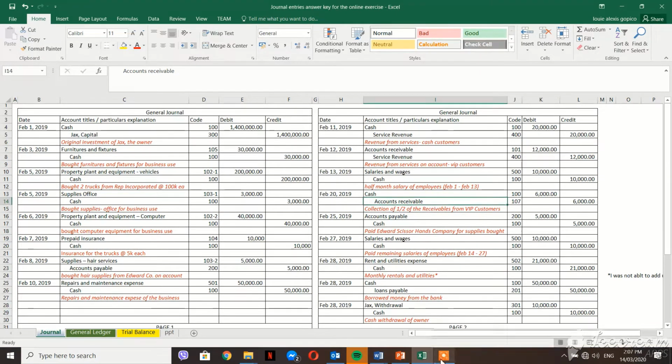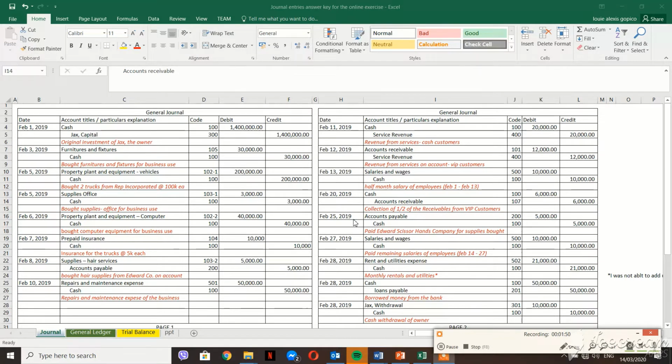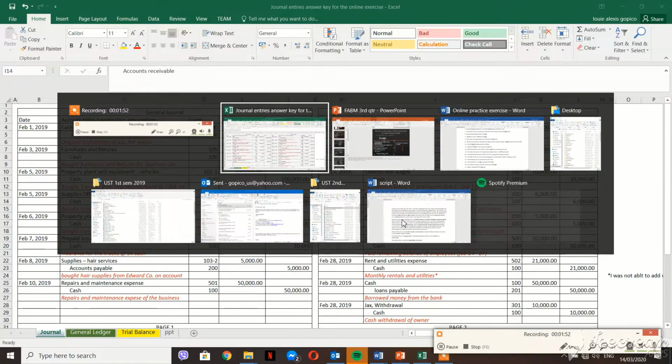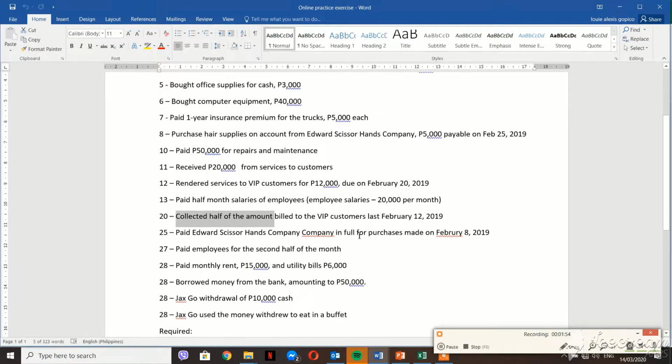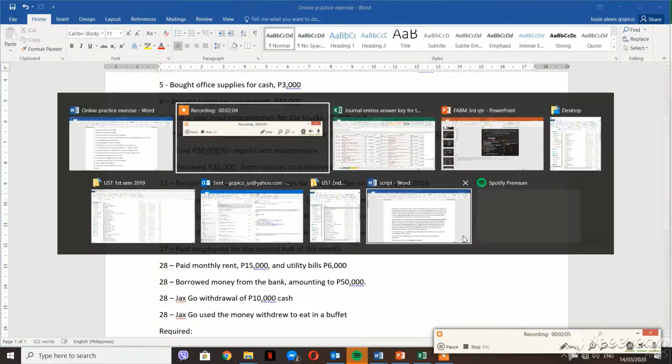Okay? So moving forward, on February 25, what happened on February 25? So ito naman, we paid Edward Scissorhands Company in full for purchases made on February 8, 2019.